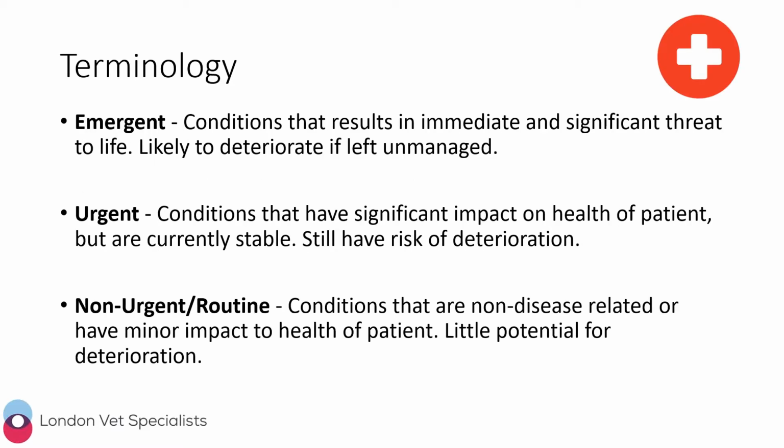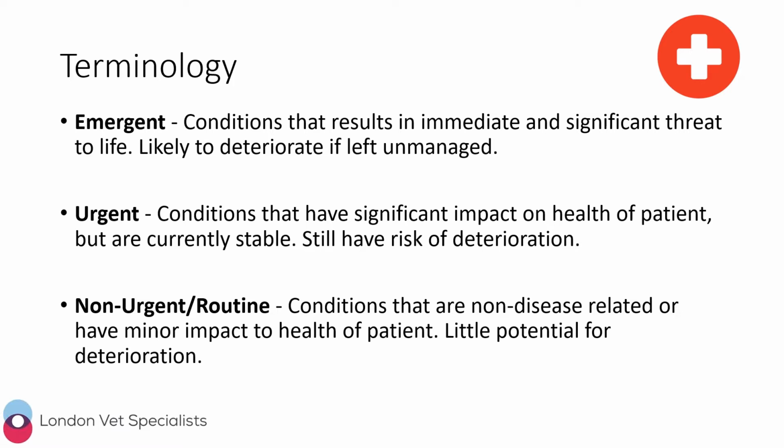As far as terminology goes, we'll first start with the term emergent, which are essentially conditions that can result in an immediate or a significant threat to life. And so these are going to be your more severe emergency cases, such as dogs that have been hit by a car, unstable diabetics that could potentially be in ketoacidosis, or anything that just generally looks unstable or shocky. And so really the big key to this is that there's not only this immediate and significant threat to life, but there's also a high potential that it will continue to deteriorate if left unmanaged.